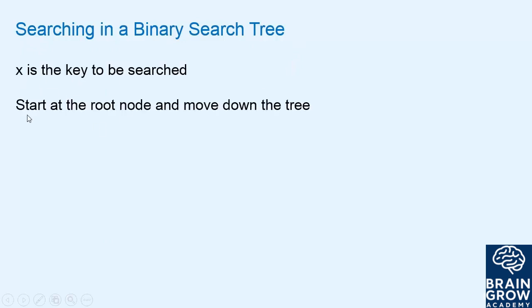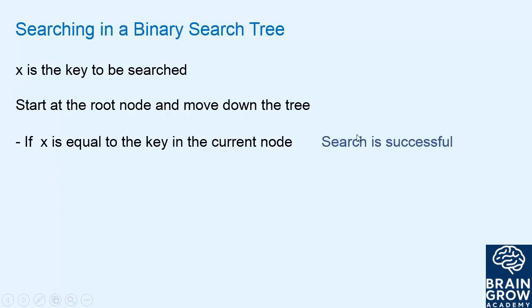In this video, we will see how to perform searching in a binary search tree. Suppose X is the key that has to be searched. So we'll start at the root node and move down the tree. And while moving down the tree, when we encounter a node, we'll compare this key X with the key in that node. If X is equal to the key in the node, then the search is successful. We have found the node that contains X.